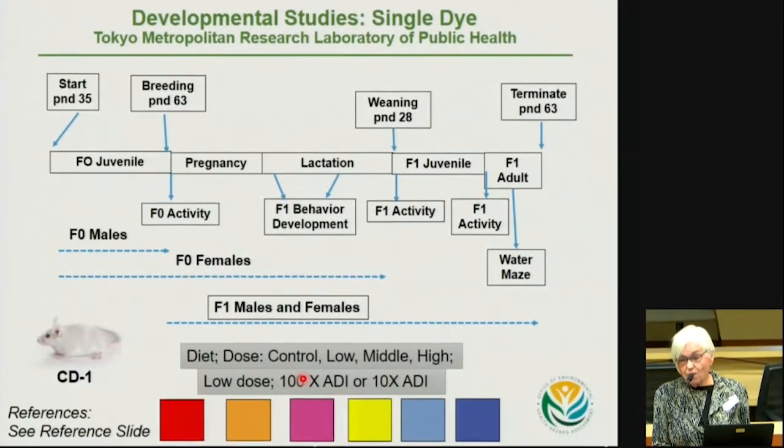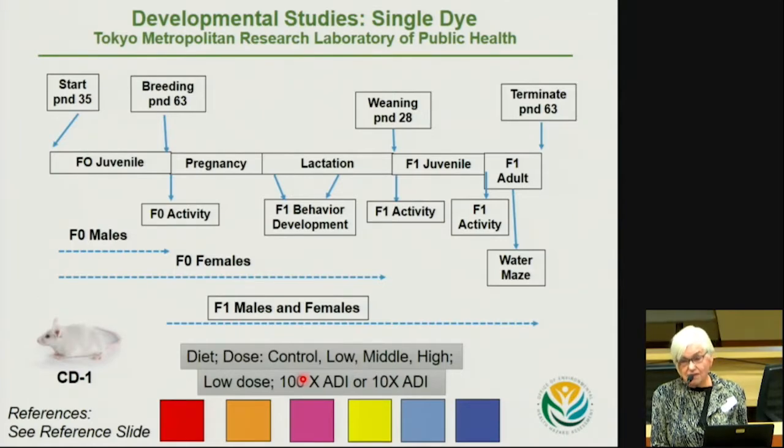So I'm going to talk about one set of studies and one set of results because, as Dr. Voorhees says, it's important to really dig down into these studies to understand them. So this is a set of 6 studies that were done at the Tokyo Metropolitan Research Laboratory of Public Health. And there was one study on each of the 6 dyes, 6 of the 7 dyes that we're studying. It was a long-term exposure with the parents, both male and female, exposed before breeding, females continuing through the end of lactation, and then the offspring through the end of the study.